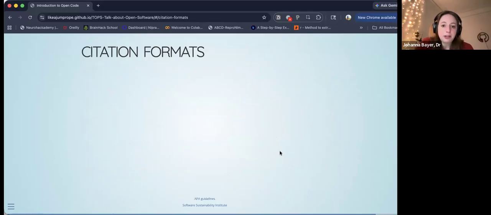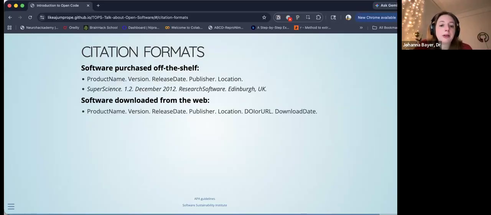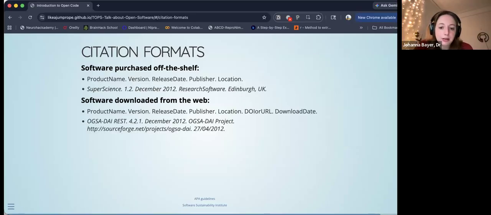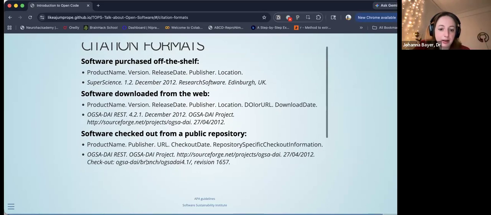And now we come to citation formats. So this is how you can cite a software. If it's purchased off the shelf, which is rare these days, it would be product name, version, release date, publisher, location. So it's an example. From the web, it would be product name, version, release date, publisher, location, DOI or URLs, download date. This is also an example. This is more likely that you checked out software from Git or a public repository: product name, publisher, URL, checkout date, repository specific checkout information. So this would be, for example, you named a branch.